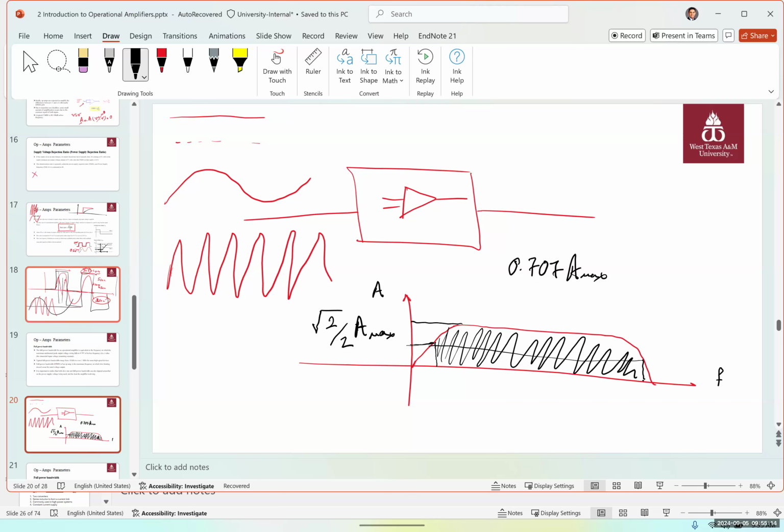So if the gain here is 1 or AV, when the gain reaches 0.707, or we have a 3 dB loss, I'm not going to go into detail. This is like a whole course. That is our frequency response.